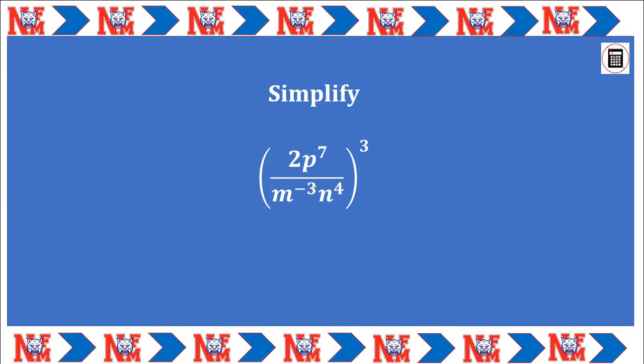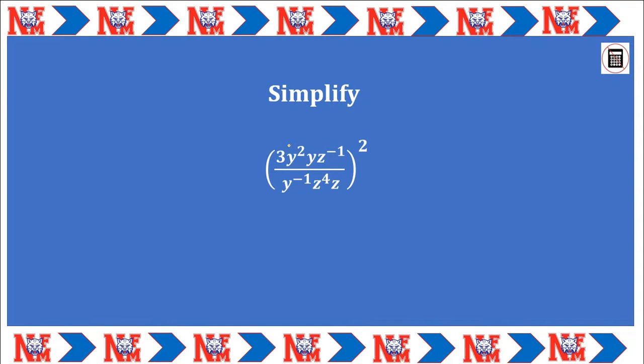Okay, in this expression, we have 1, 2, 3, 4 factors, and we're going to distribute and multiply the 3 times every exponent. So we're going to have 2 to the 3rd times p to the 21st over m to the negative 9th times n to the 12th. Now there's two things we can do. We need to evaluate 2 to the 3rd, and we need to reciprocate m to the negative 9 and put it in our numerator. So we have 8 m to the 9th, p to the 21st over n to the 12th.